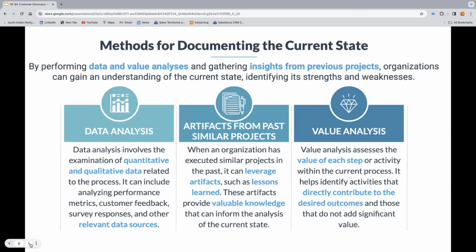Artifacts from past similar projects. When an organization has executed similar projects in the past, it can leverage artifacts such as lessons learned. These artifacts provide valuable knowledge that can inform the analysis of the current state. Value analysis. Value analysis assesses the value of each step or activity within the current process. It helps identify activities that directly contribute to the desired outcomes and those that do not add significant value.